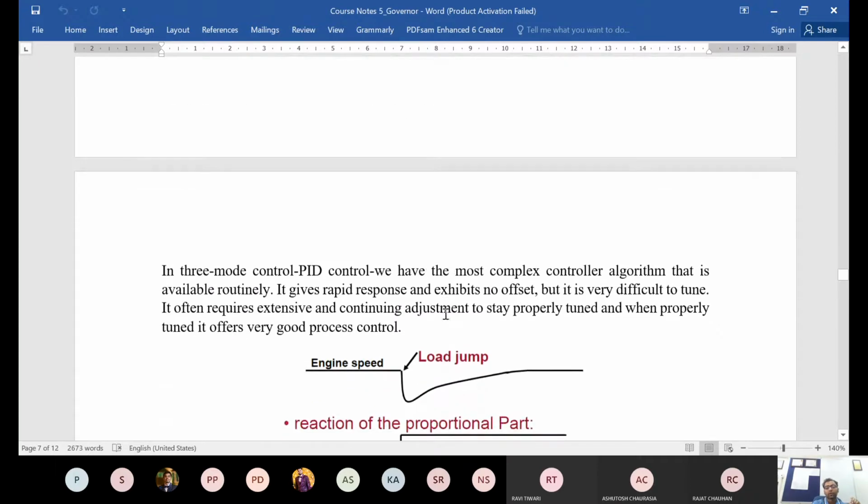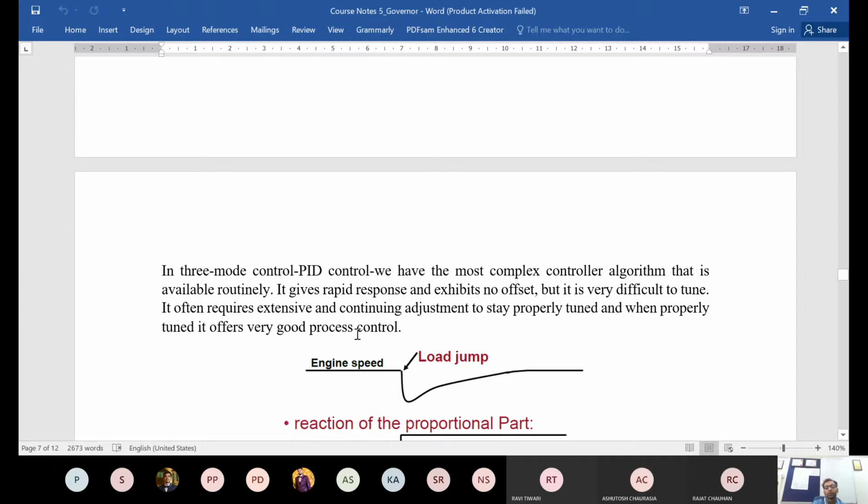But finally, if you couple all these three together, if you have a PID controller, which is the best one in terms of these three control mechanisms, we get the most complex control algorithm, but it's also used routinely. It gives rapid response, exhibits no offset, but it is difficult to tune because you have these three different parameters, Kp, Ki, and Kd. So you have to balance all the three in such a way that all the performance criteria are optimized. There is no offset, the speed of response is good, and the stability of the system is also good.